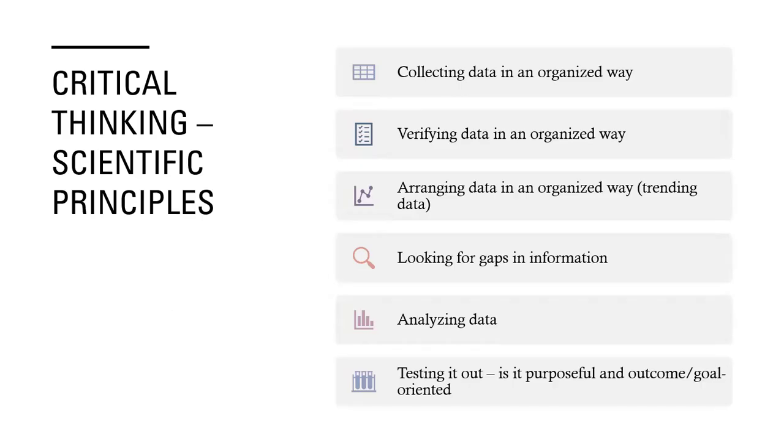Critical thinking and clinical judgment are both ways of creating a solution to whatever is going on. So there's a way that we can critically think so that we address everything that the client actually needs. That's collecting data in an organized way, verifying that data. Then we want to arrange it. When we arrange it, we'll be able to look to see if there are any gaps in that information. Then we have to analyze it and step back and say, wait a minute, what are we looking at here? And then we're going to test it out.